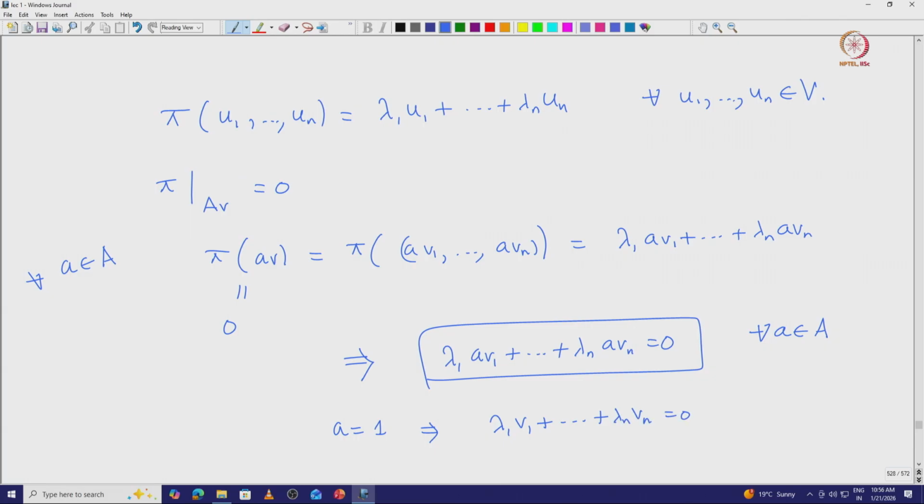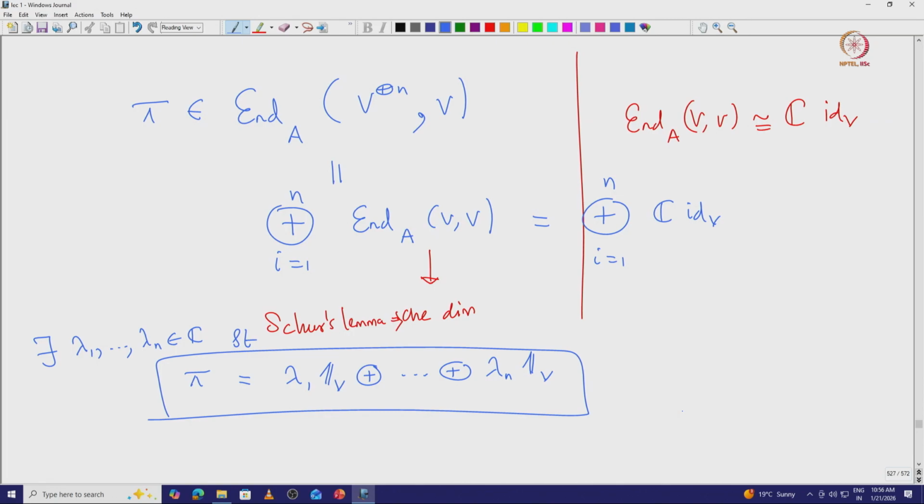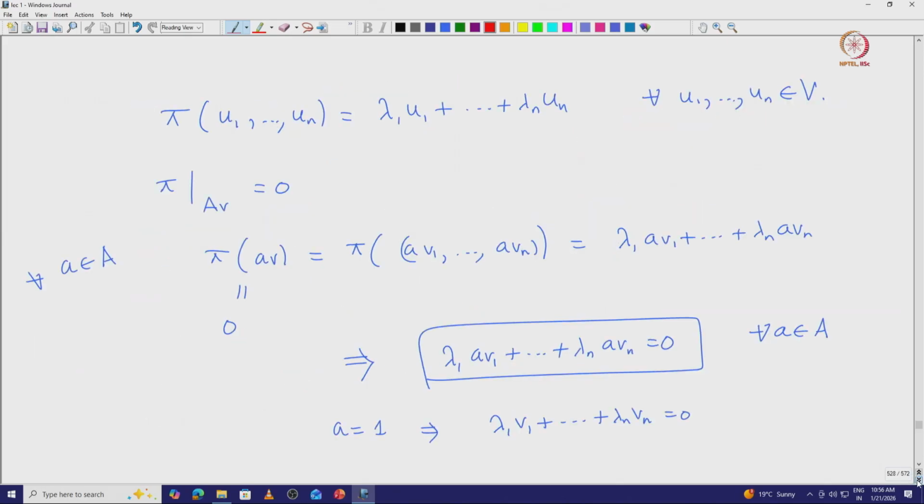But since pi is non-zero, it is clear that these lambda_i's, not all of them are 0. So, that gives a contradiction, because we arrived at some linear relation among v_1, etcetera, v_n. This contradicts the fact that the v_i are given to be linearly independent. So, this completes the proof of the density theorem.